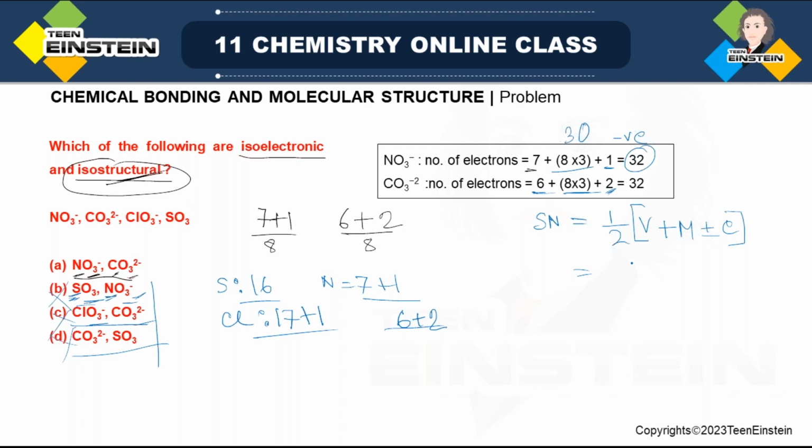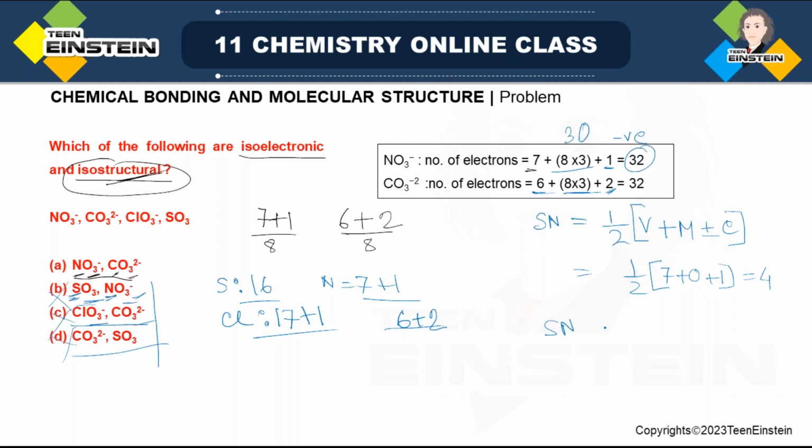So for NO3, it is half. The central atom is nitrogen, so it is 7. No monovalent atoms are present because oxygen always has a double bond, so it is 0, and there is one negative charge, so it is 8 by 2. That is, the steric number is 4, yes, so it is 4.